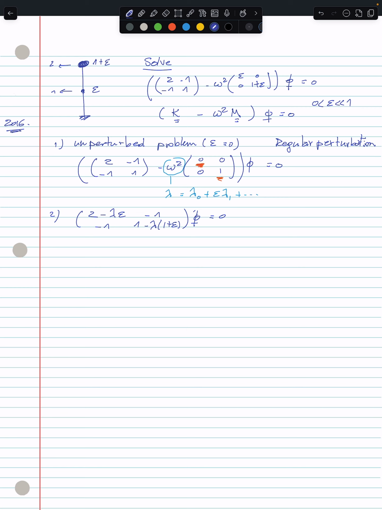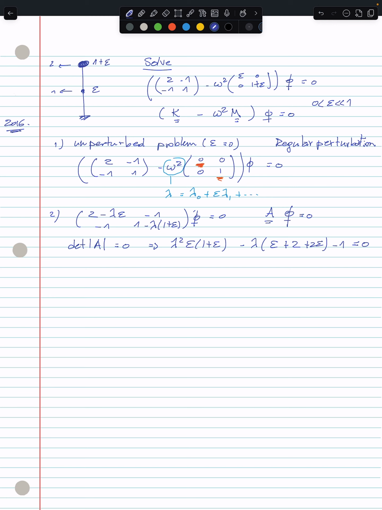Because we could write that if this is A times X or times phi is equal to 0, we recognize the problem, and we just have to write that the determinant of this matrix is equal to 0, which means lambda square times epsilon 1 plus epsilon, minus lambda times epsilon, plus 2 epsilon and minus 1. All right, so this is the characteristic polynomial of the problem somehow.